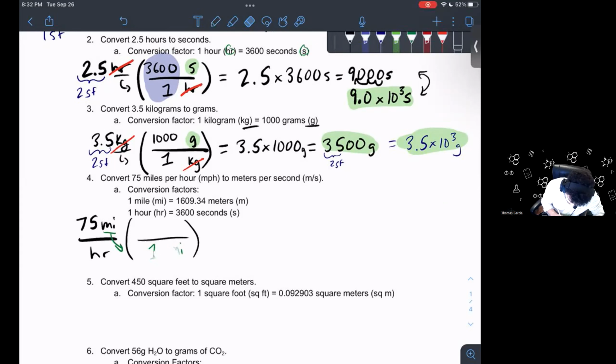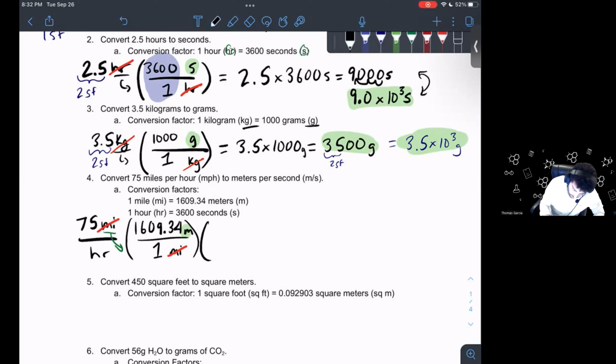Oh, I said I was going to keep things consistent, so I will go ahead and do that. 1 mile is equal to 1609.34 meters. And that's going to go ahead and cancel mile with mile, and we'll end up with meters. So now we have the correct variable on top.